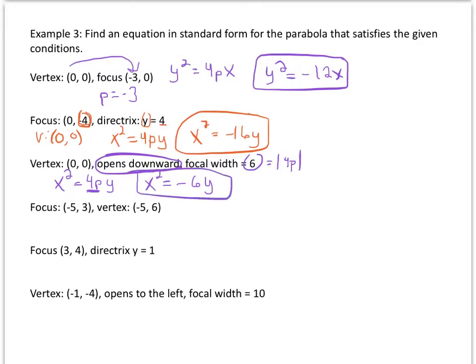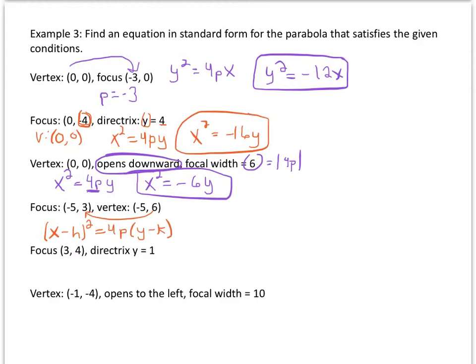Now on these next three, our vertex is not 0, 0. So in this first one, it tells us our vertex is -5, 6. It tells us our focus is 3. So look at what's changed. It's our y value, which means that my standard form is going to look like this. So we know the h and the k because we know our vertex.